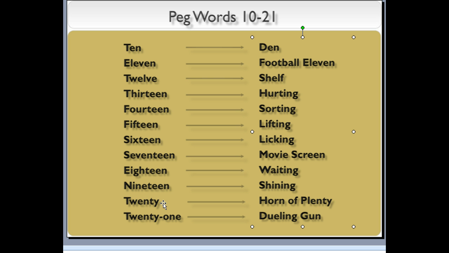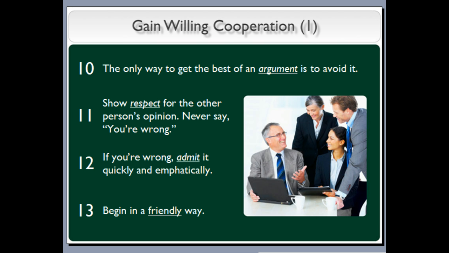Now we're just going to put the human relations principles into it. Let's do the first 4. So 10, den. You remember the picture, Daniel's fighting the lion. In this case, he's fighting the lion with a no arguing sign. Kind of like a no smoking sign, but it's a no arguing sign.